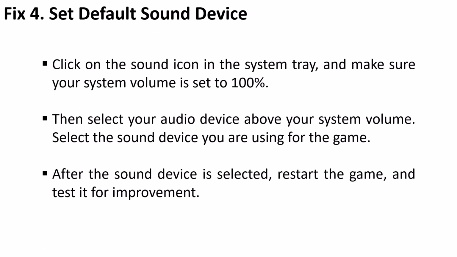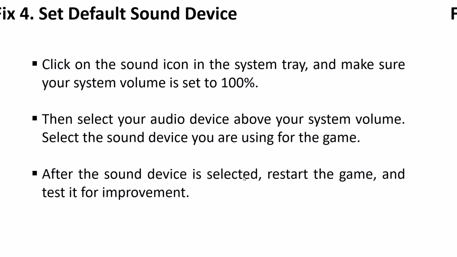or not. Fix 4 is to set a default sound device. Click on the sound icon in the system tray and make sure your system volume is set to 100%. Then select your audio device above your system volume. Select the sound device you are using for the game. After the sound device is selected, restart the game and then check if the problem is solved or not.